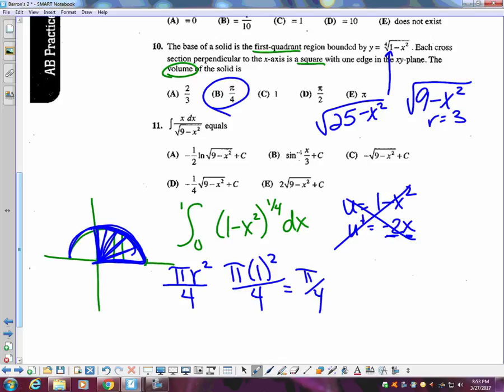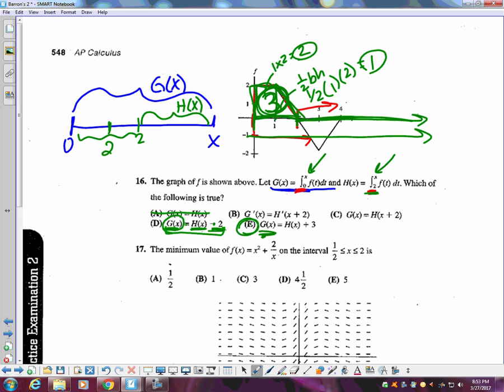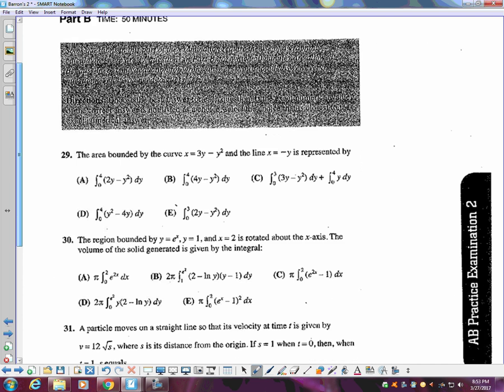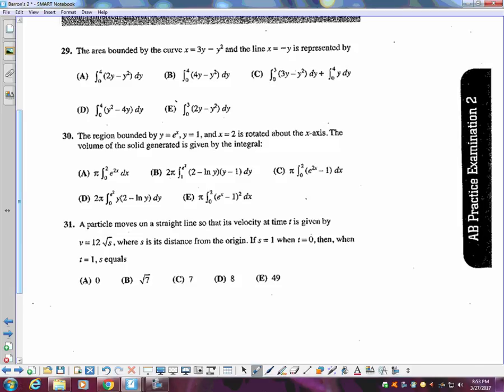Okay, so we're going to stay here in Barron's 2 and we're going to go to number 30. Okay, calculator active. The region bounded by y equals e to the x, y equals 1, x equals 2, rotated on the x-axis. It doesn't want the answer, it just wants the setup.